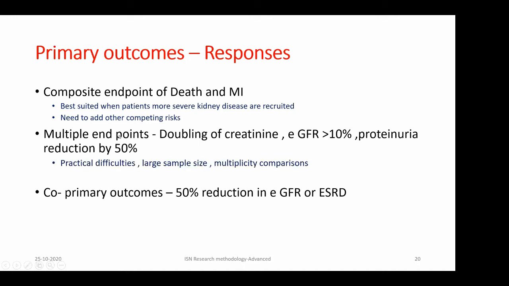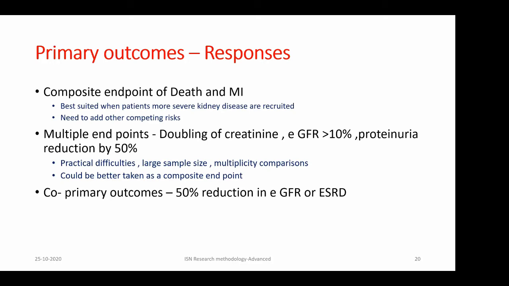Now the other question will come whether we can keep this doubling of creatinine, eGFR reduction of more than 10%, and proteinuria reduction by 50% as multiple endpoints. So if you keep these 3 endpoints, then the sample size is going to go quite high, and there might be issues with multiplicity comparisons. And most of the time, quite a lot of practical difficulties also might come. So rather than keeping this as multiple endpoints, as I told earlier, it is always better to keep this as a composite endpoint. Co-primary outcomes: 50% reduction in eGFR and ESRD, or ESRD.